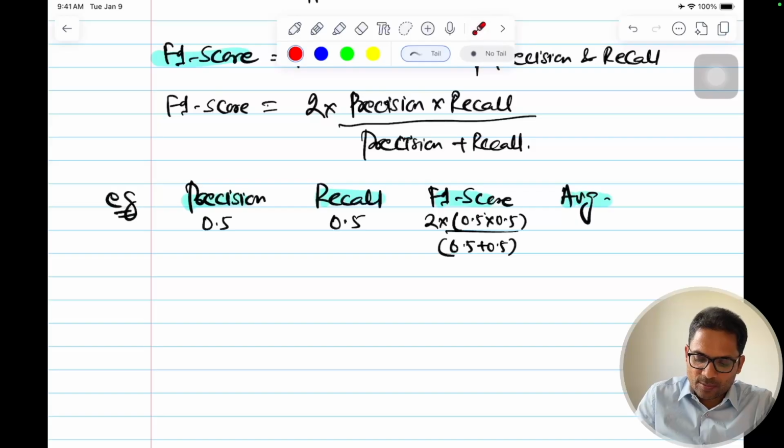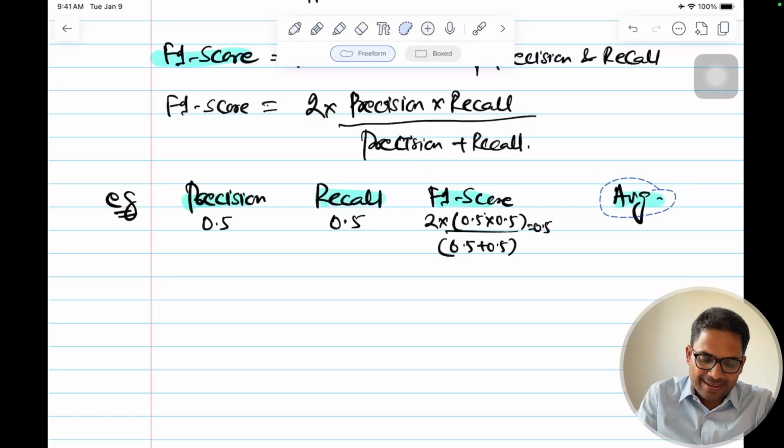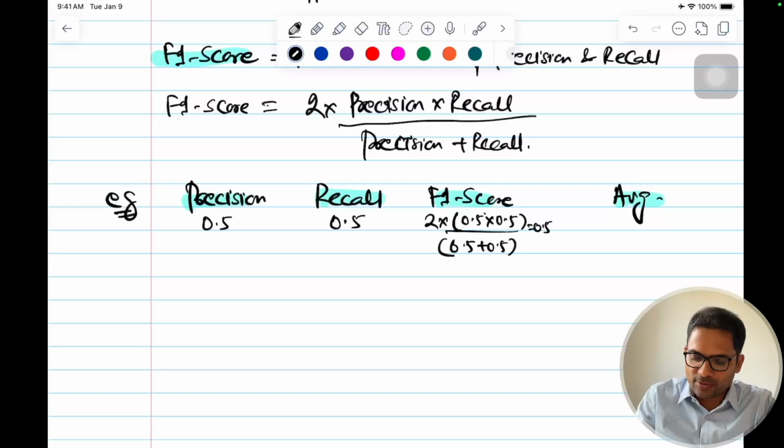This denominator will be 1 and this will be 0.5, because 2 into 0.5 is 1 and the remaining will be 0.5. So this will be, sorry, this will be equal to 0.5. Similarly, I will just write the other values directly. So this is how you calculate. So the average of 0.5 and 0.5 will be 0.5.